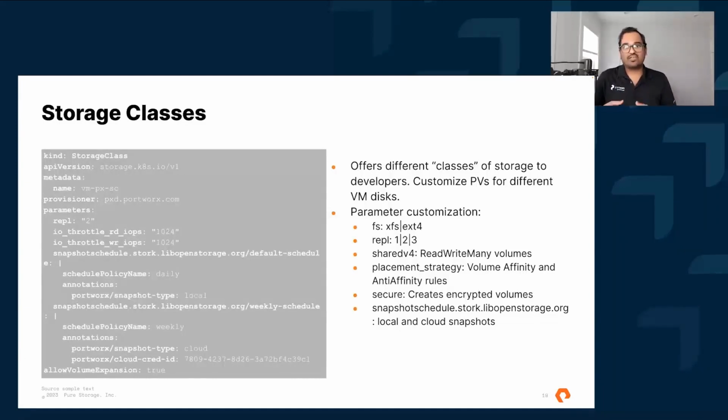Portworx allows you to create affinity and anti-affinity rules so that you don't have VMs that belong to the same application running on a single node, because if that node goes down, you don't want all of your different components and all of your data to go down as well. Portworx allows you to enforce those anti-affinity rules as well.